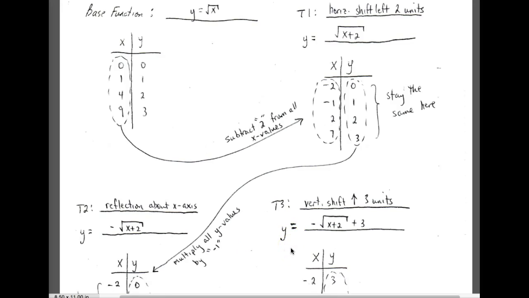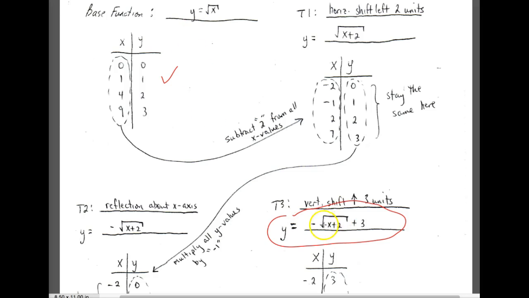So the example that I have here is the function y equals negative square root of x plus 2, plus 3. And what we want to do is start off with what the parent function is and change the points that we pick from the parent function in order to come up with a result of what the graph would look like for the function with all the transformations. So this is one short example.